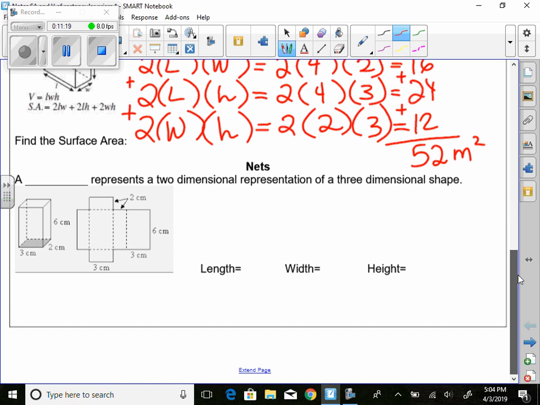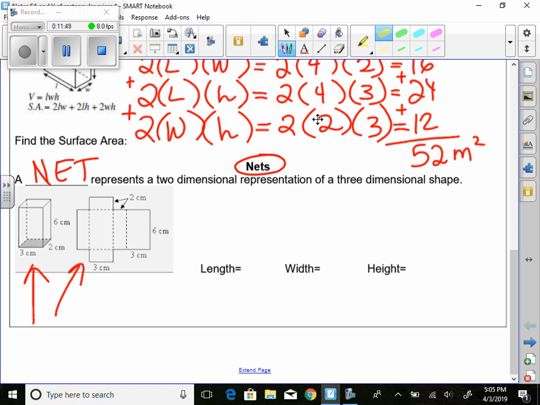All right, so the next portion we will talk about is nets. What are nets? A net is a two-dimensional representation of a three-dimensional shape. So think about a box. If you take a box and unfold it, this is what the box could look like. Here's the net. You need to be able to look at the net and say, oh, if I fold this net together, it will fold into a box, a rectangular prism like that.